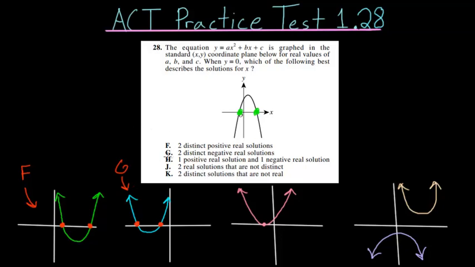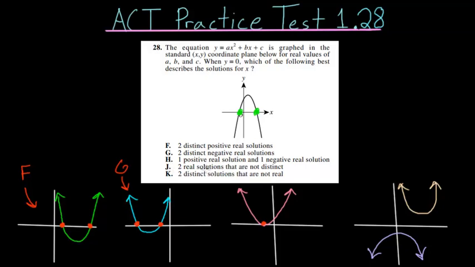And for now, I'll skip choice H, since you might already see which graph that is. And choice J here, two real solutions that are not distinct. So by not distinct, that just means that the solutions are the exact same value. So in other words, choice J really only has one value where it crosses the axis, or where it touches the x-axis. And that would be this case right here.